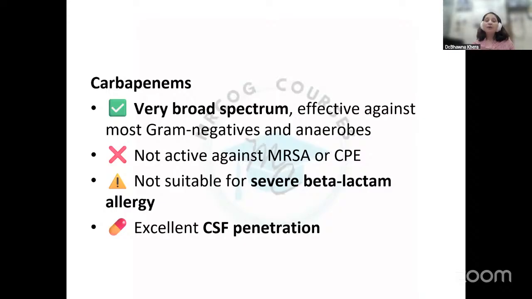Carbapenem, very broad spectrum: meropenem. Effective against most gram-negatives and enterococci, but it is not strong for gram-positives. That is why we have to combine it with piperacillin-tazobactam and meropenem. Very broad spectrum, not active against MRSA or CPE, and not suitable for severe beta-lactam allergy. It has excellent CSF penetration, so it can work in brain conditions as well.